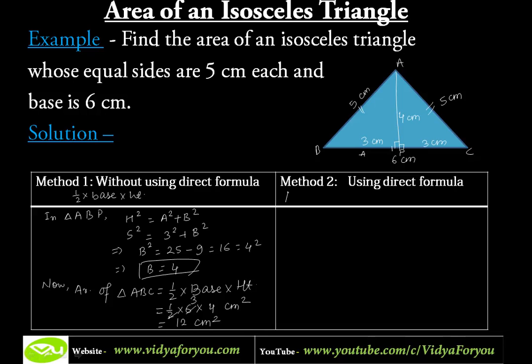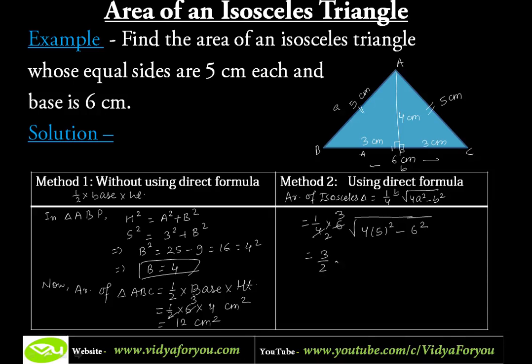Now the next method is area of an isosceles triangle is given by 1 by 4 b into root of 4a square minus b square, where a is the, what is a. So we can assume this as 6 centimeter, b, and this is a. So it is simply 1 by 4 into 6 into under root of 4a square, that is 5 square minus 6 square.